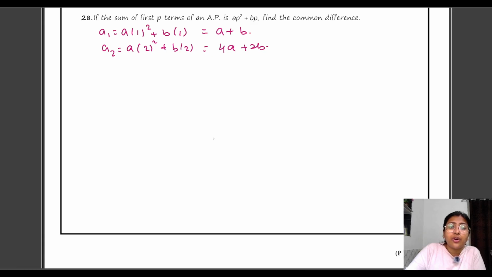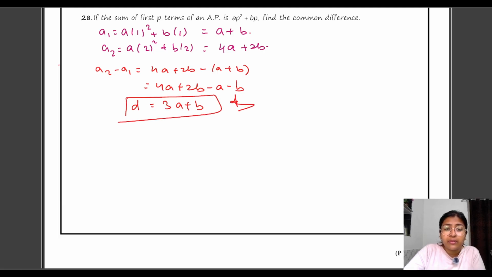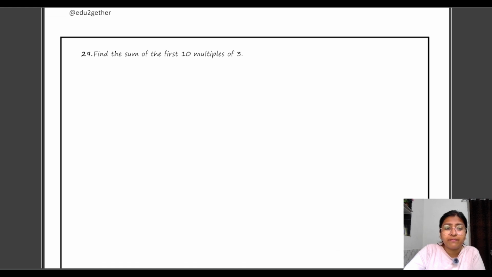We need to find the common difference. The common difference formula is a2 minus a1. That will be 4a plus 2b minus (a plus b). The negative sign will be multiplied inside the bracket. So from here you will get the difference as 3a plus b. Any doubt in this question? No? Okay, the next.